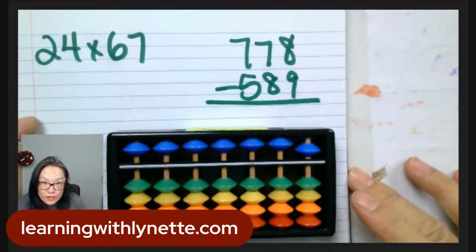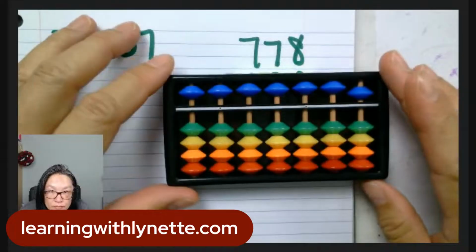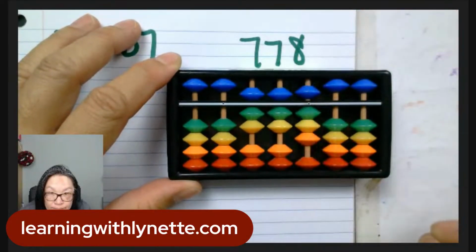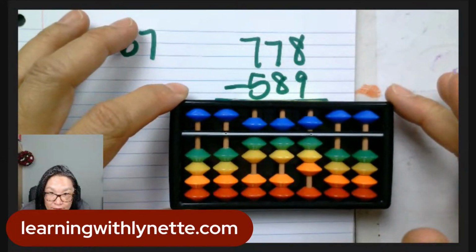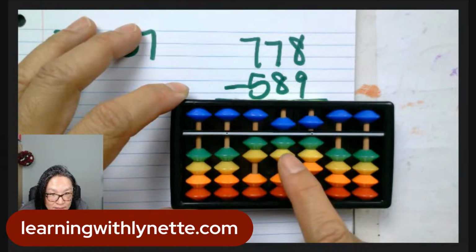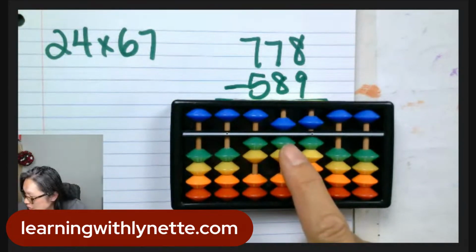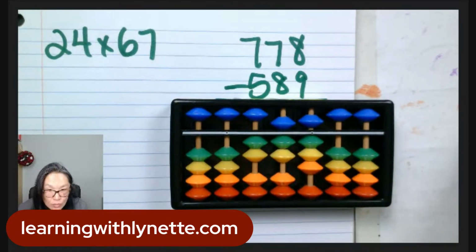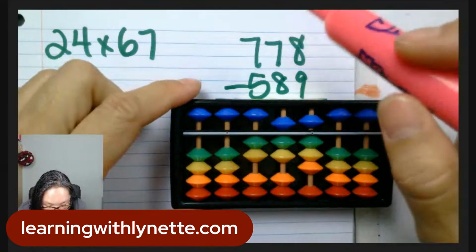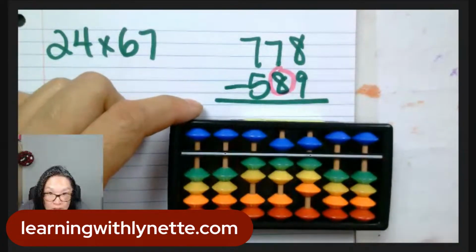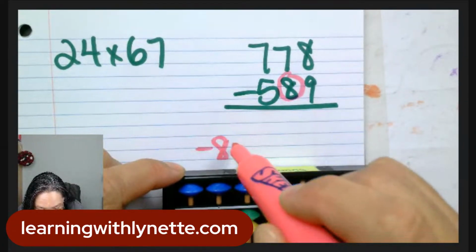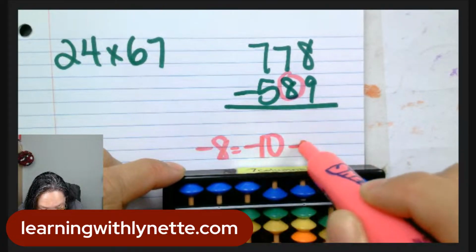Okay, let's do this one first, and then we'll do the multiplication. So we do 778. And then we're going to minus the 5, and we're going to minus the 8. Can we minus the 8? No, we can't. What do we do to minus the 8? We have to minus this 8. To minus the 8, we know minus 8 is equal to minus the 10 plus 2.